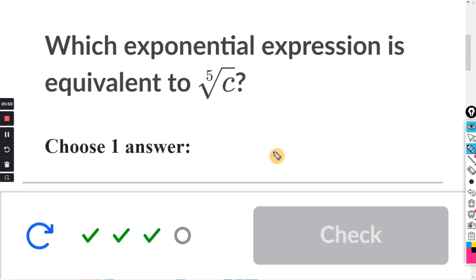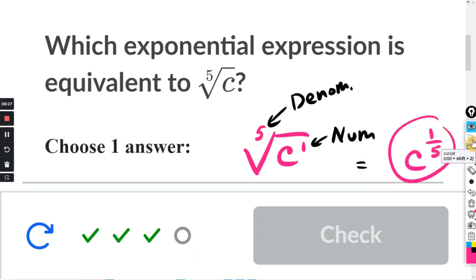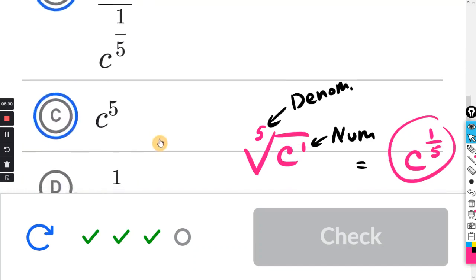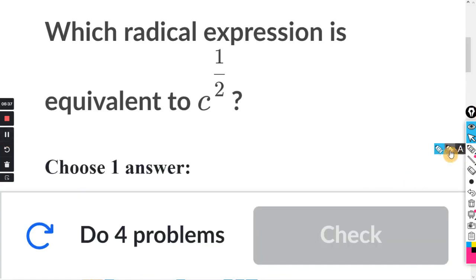Okay, one more, 5th root of c. And when there's no exponent, you can just put an exponent of 1. We said the exponent is going to be the numerator, and the root is going to be the denominator. So we keep the c. The numerator is 1 on the fractional exponent, and the denominator is 5. So that's it, c to the 1/5. Actually, I'll just do one more.